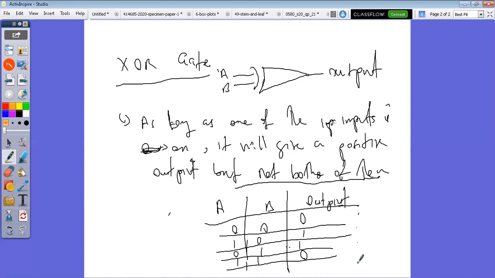Okay, so that doesn't apply on both of them. Yes, that's why it's called exclusive. It's eliminating the last case when both switches are on. It's no longer positive. Clear now? That's why we call it an exclusive OR gate.